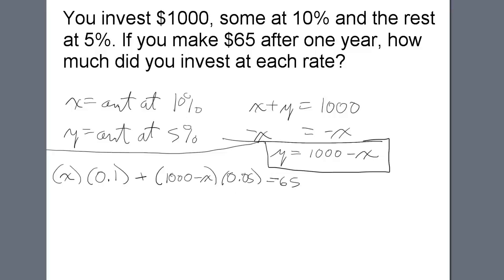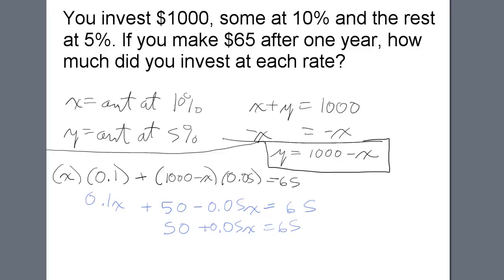So this simplifies to 0.1x plus 50 minus 0.05x equals 65. What we want to do next is collect like terms. The 0.1x minus 0.05x will give us plus 0.05x. So that's 50 plus 0.05x equals 65.